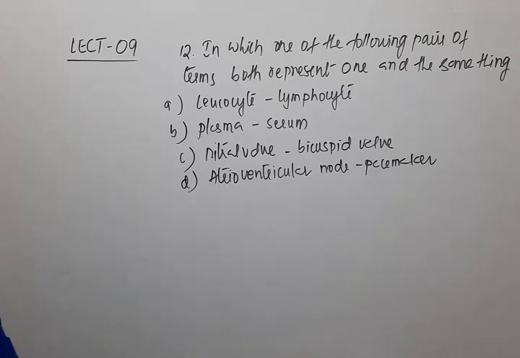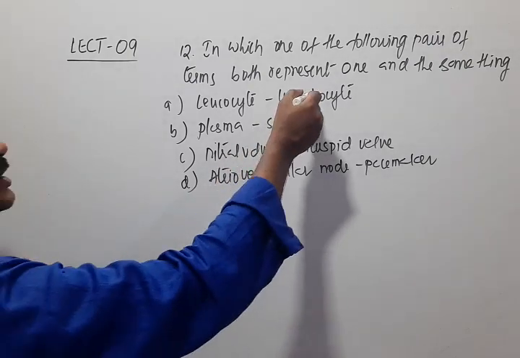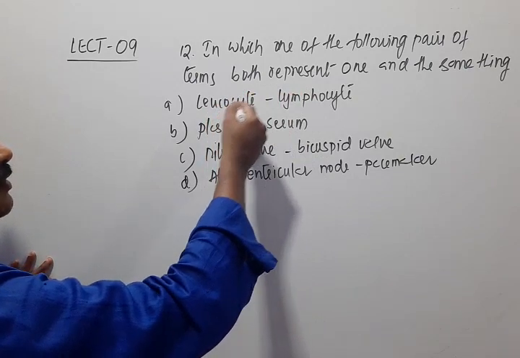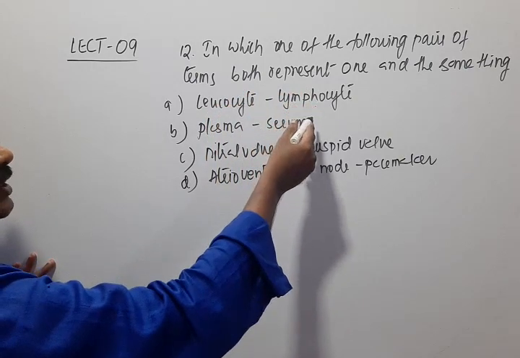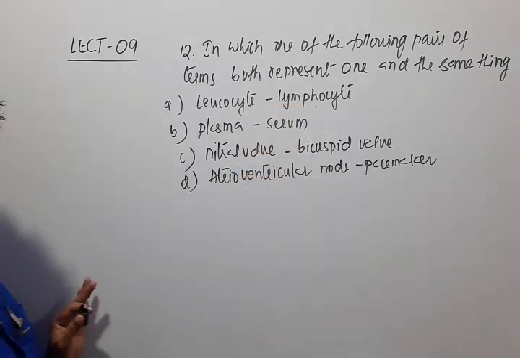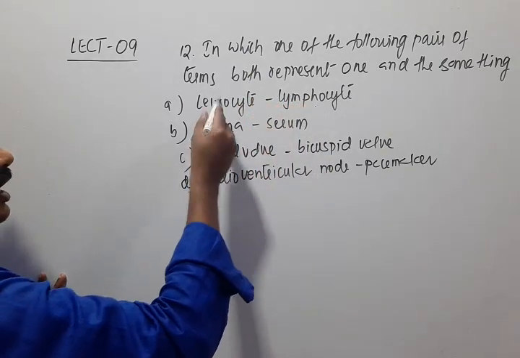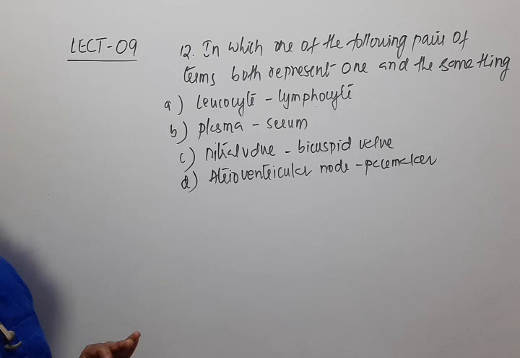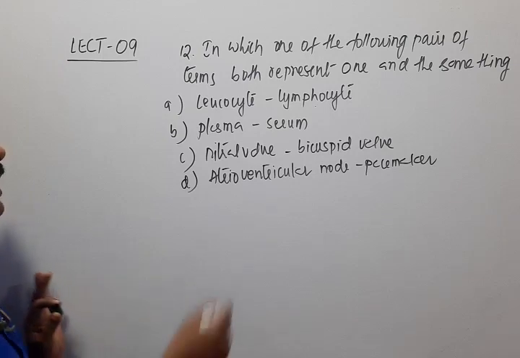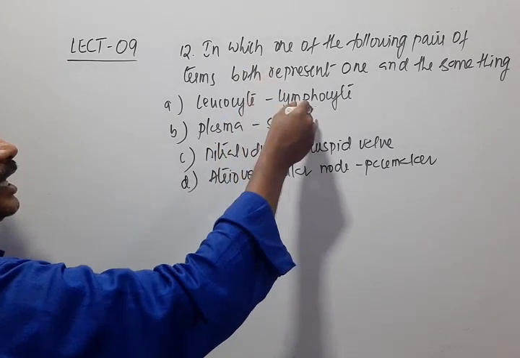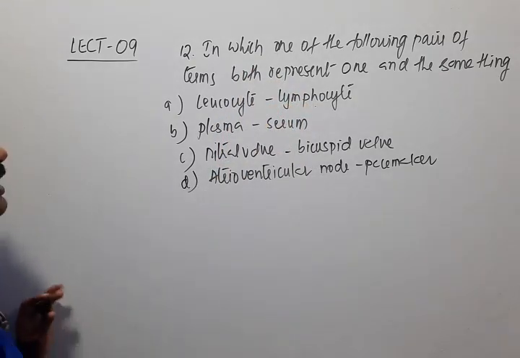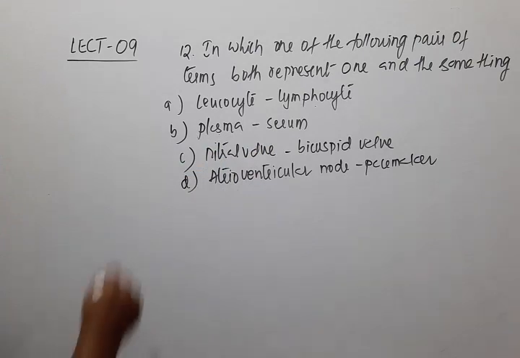Let's see the next question. In which of the following pairs of terms both represent one and the same thing? If you see here, the type of leukocyte here is a lymphocyte, but it doesn't mean the same. Leukocytes, or the WBC cells, are one and the same, and one type under that is lymphocytes. Next, plasma and serum are again not one and the same.